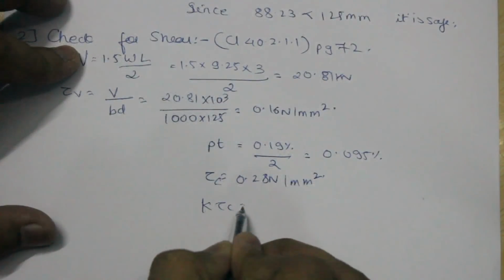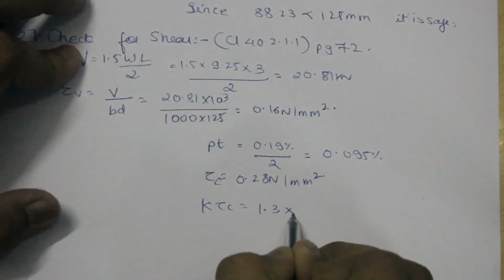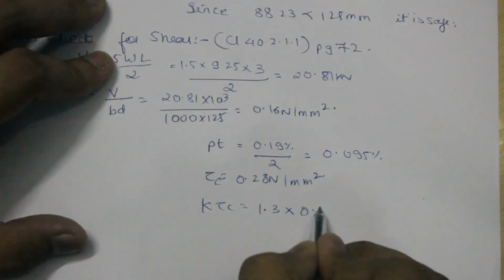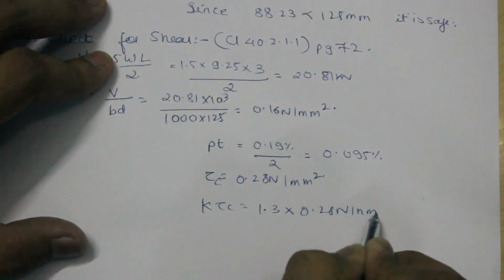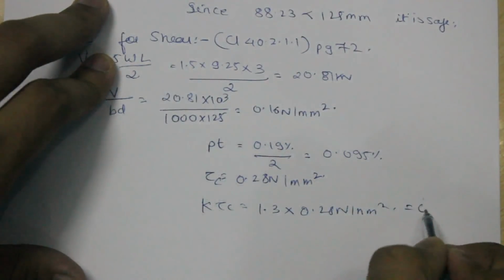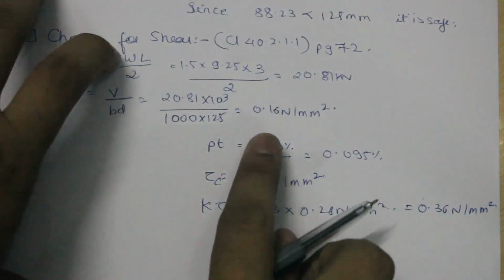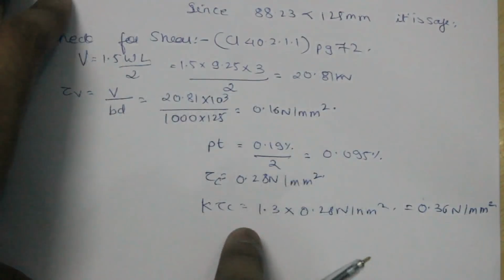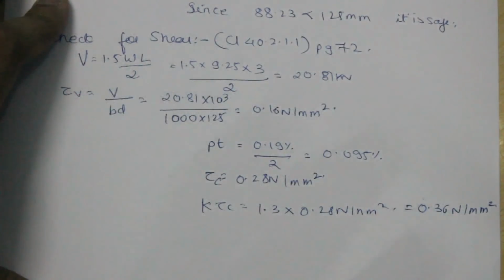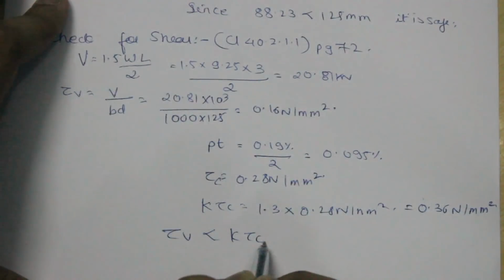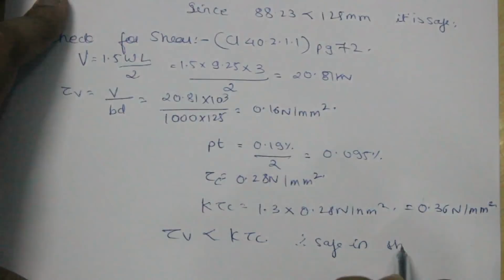Therefore K tau c is equal to 1.3 multiplied by 0.28 Newton per mm square, which is 0.36 Newton per mm square. Now your tau V value is less than K into tau c value, so your slab is safe in shear. Tau V is less than K into tau c, therefore safe in shear.